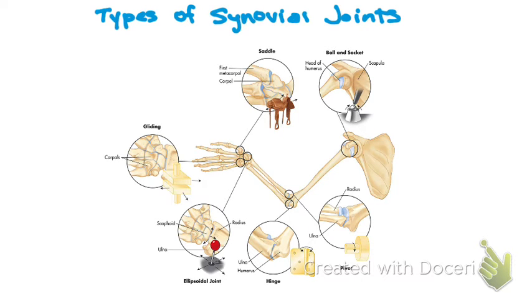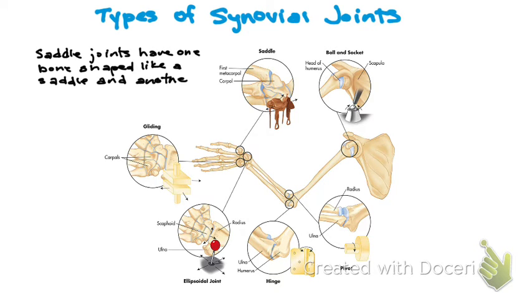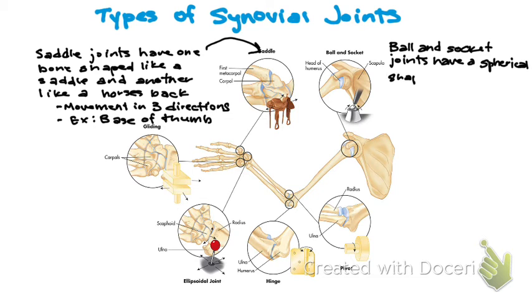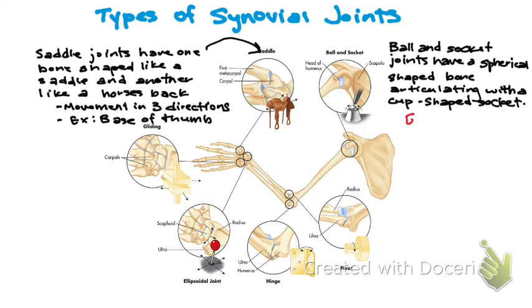There are many different types of synovial joints. A saddle joint has one bone shaped like a saddle and another that is shaped like a horse's back. This allows for movement in three different directions, and an example of this type of joint is the joint at the base of your thumb. A ball and socket joint has a spherical shaped bone articulating with a cup-shaped socket. An example of this type of joint are your hips or your shoulders.